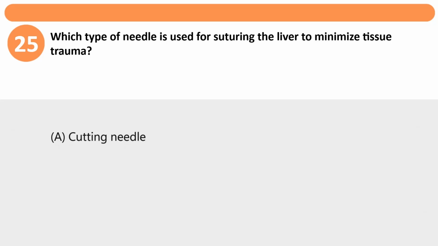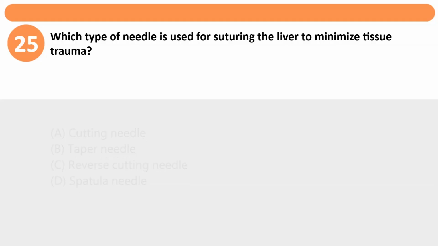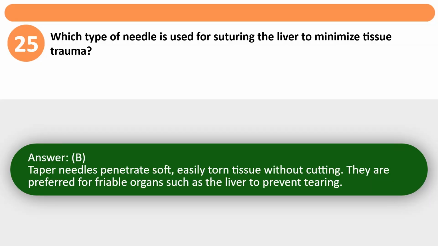Which type of needle is used for suturing the liver to minimize tissue trauma? A. Cutting needle. B. Taper needle. C. Reverse cutting needle. D. Spatula needle. Answer, B. Taper needles penetrate soft, easily torn tissue without cutting. They are preferred for friable organs such as the liver to prevent tearing.